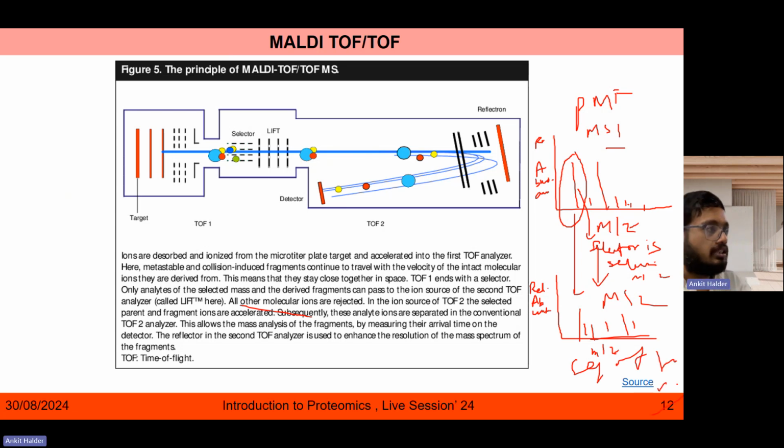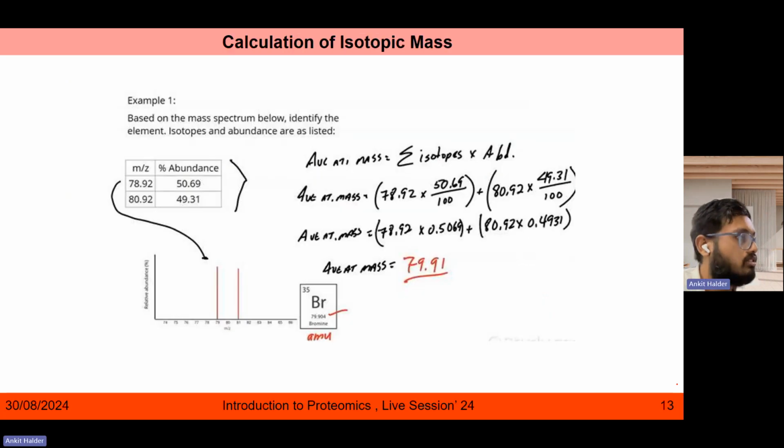So this is how it is done. Okay, so now if we move on. If we want to calculate the isotopic mass for a particular molecule, then how is it done?